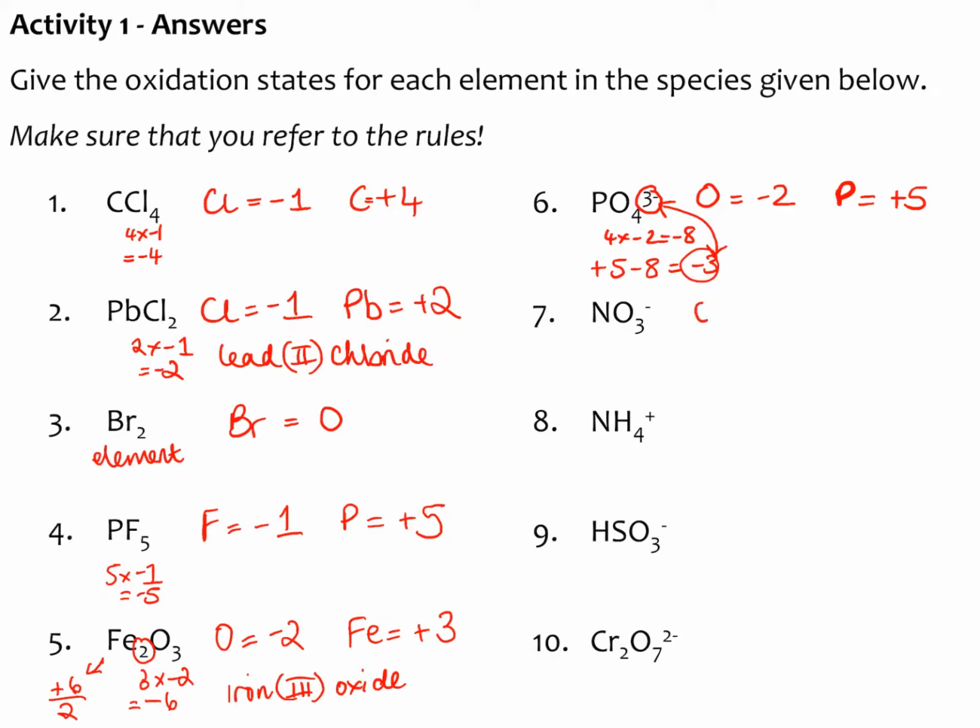For the nitrate ion, again oxygen is going to be -2. There's no fluorine and it's not a peroxide. There are 3 lots of -2, so oxygen is contributing a -6 charge overall.